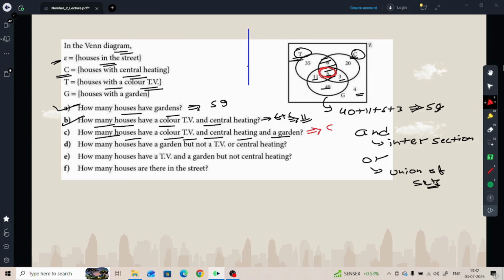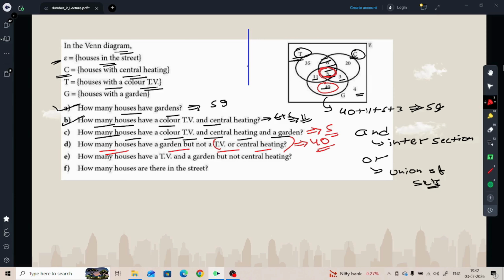That is 5. Simple. Next one is how many houses have a garden but not a TV or central heating. So we need to neglect this part. Okay, so how many houses have a garden but not a TV or central heating? In that case, we won't be including this intersection part, and we'll be just seeing this part and writing that as the answer. Okay, because this is the only part which does not include either the TV part or the central heating part.